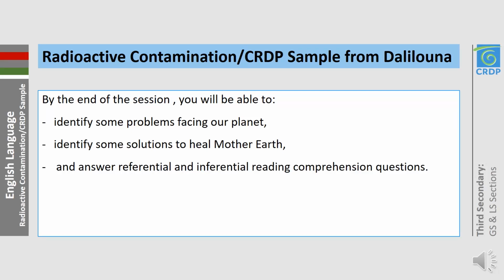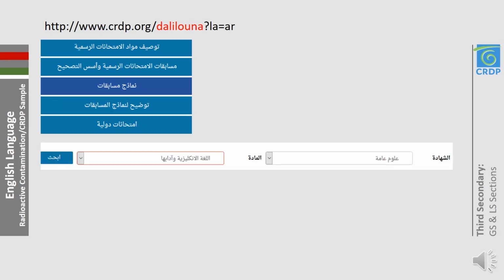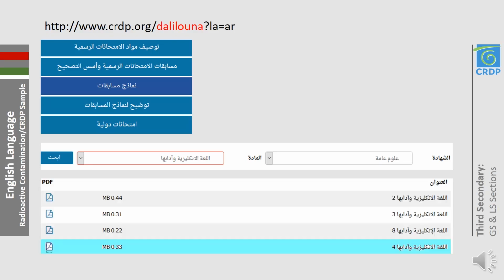You can download this model from CRDP website. It is model number 4. These are the steps if you want to download the lesson. First, you go to Dalilouna website by following this link. Next, you click on Namadij Musabaqat. Then you choose the grade and the subject and press Ibhath. And here it is model number 4.